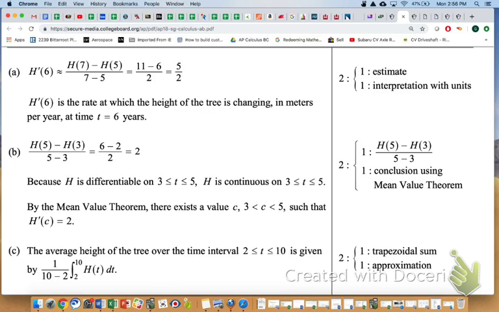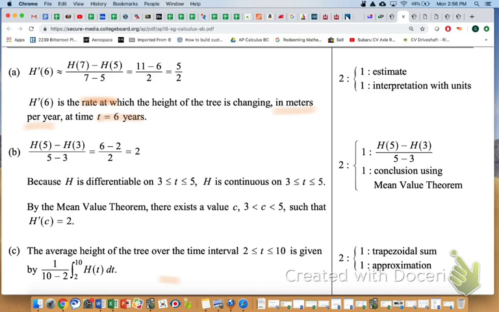And as you guys know, all throughout the year, I've definitely tried to be a stickler on these kinds of things. And you can see where it's expected here. They wanted to know the meaning of it with the correct units. So in meters per year at time T equals 6 years, the rate at which the height is changing. All those elements are in place there hopefully for you.